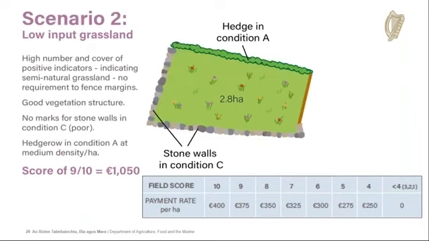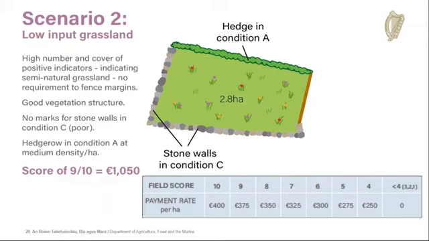Scenario 2 is also low input grassland, and this is a point I haven't made earlier. It's the high number and cover of positive indicators in this field, and when you answer those questions on the scorecard, if those show that there are a high number, well, that automatically indicates then that it's a semi-natural grassland of very high ecological value.